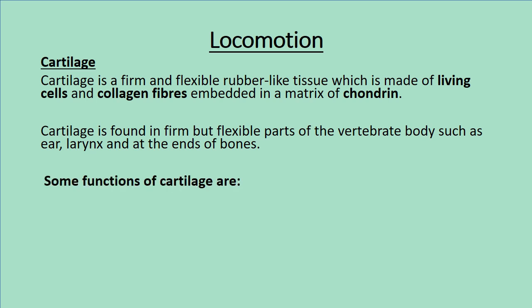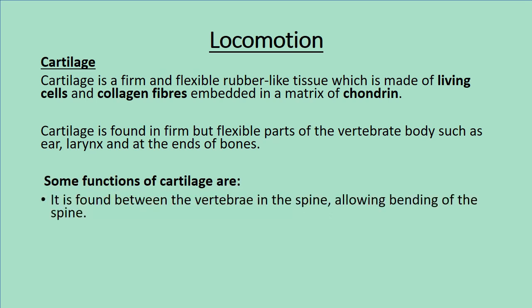So some functions of cartilages are: it is found between the vertebrae in the spine, which allows the bending of the spine. So our backbone is made up of bones, but these bones are separated. So in between the bones there is this substance, cartilage. That's why we can easily bend despite having these firm bones.